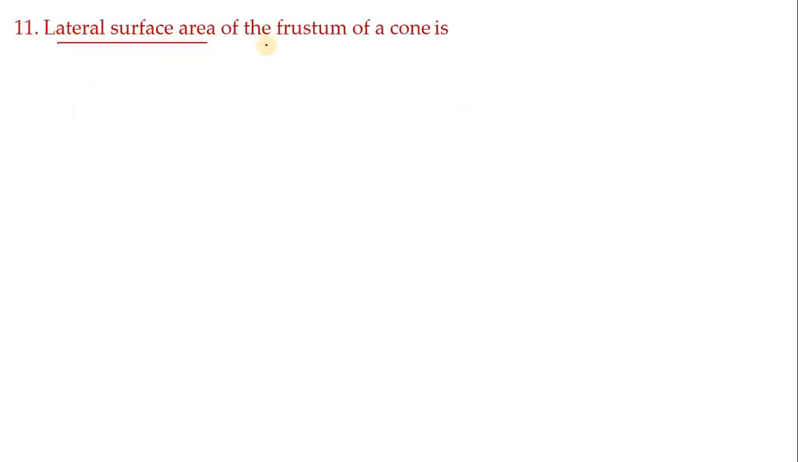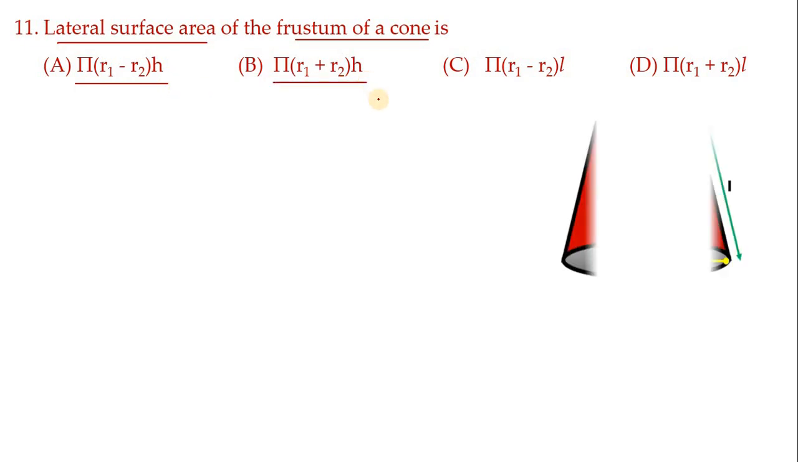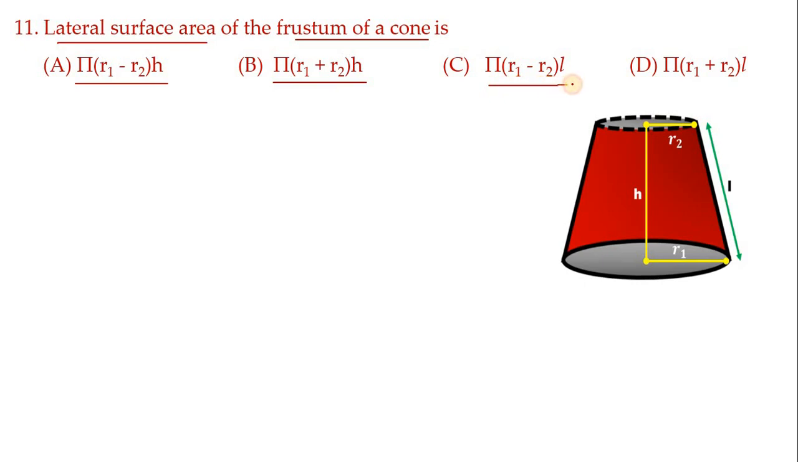Lateral surface area of the frustum of cone is pi into r1 plus r2 into l. Option D is pi into r1 plus r2 into l. So it is a given figure. Now here you wanted to write LSA, lateral surface area of frustum.